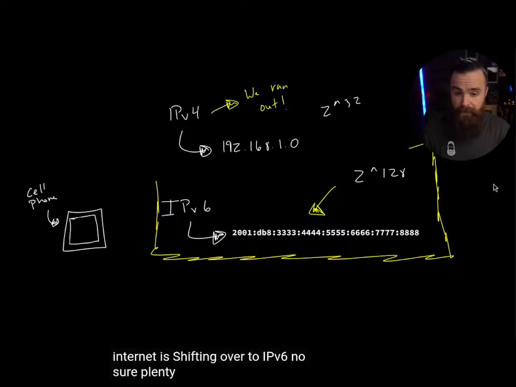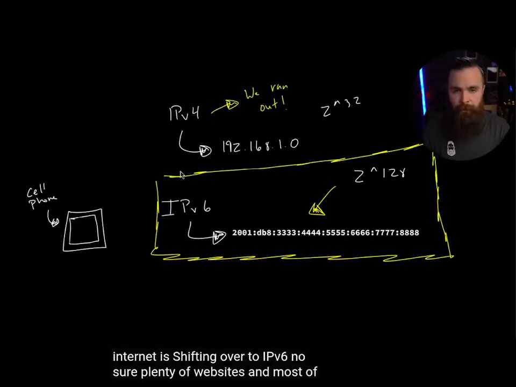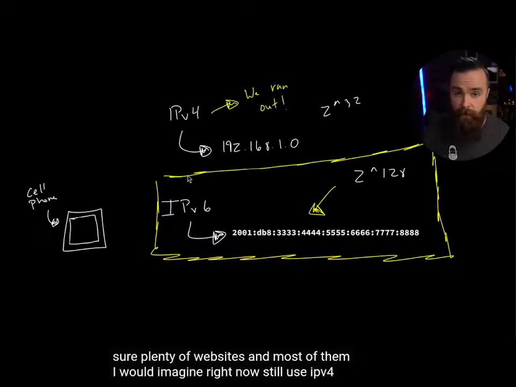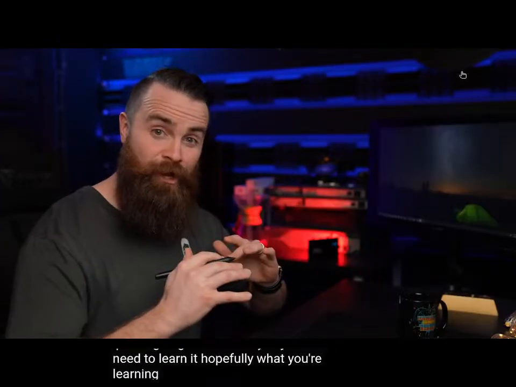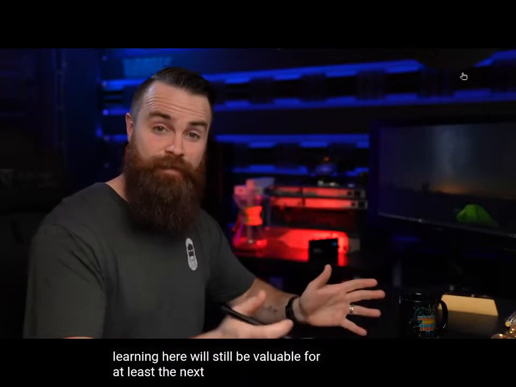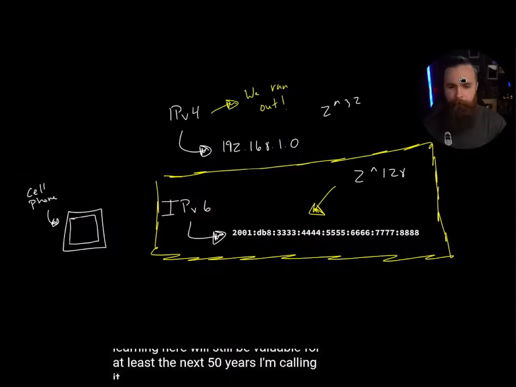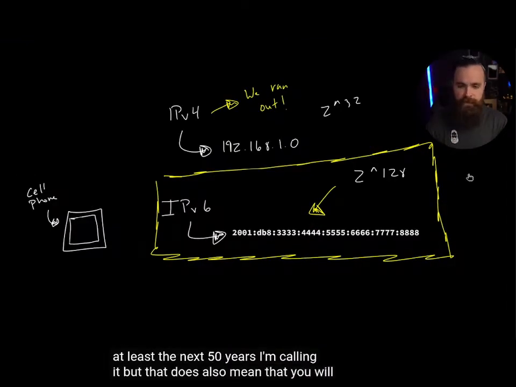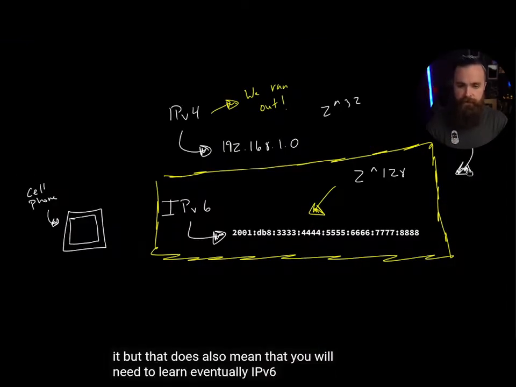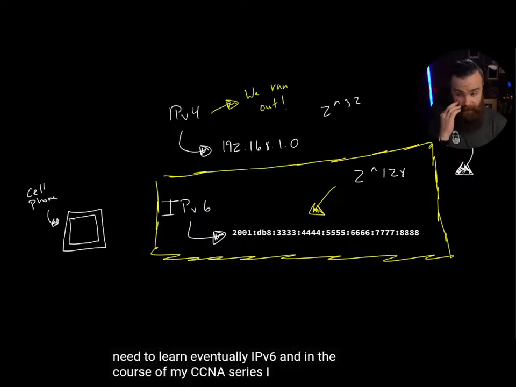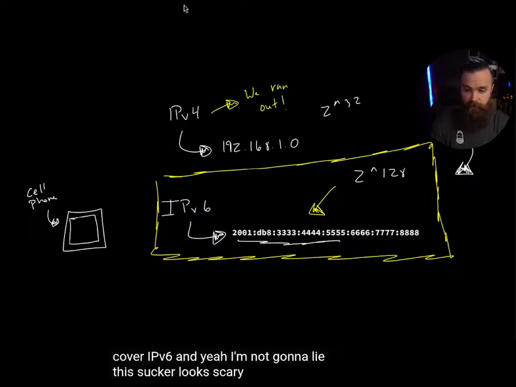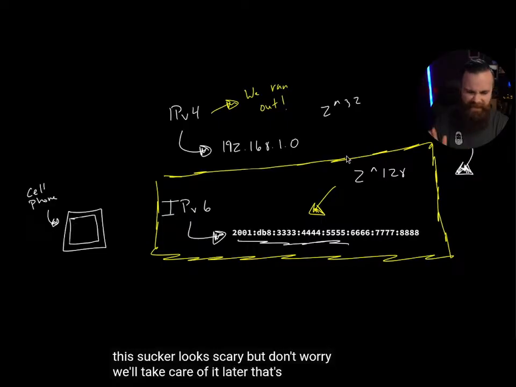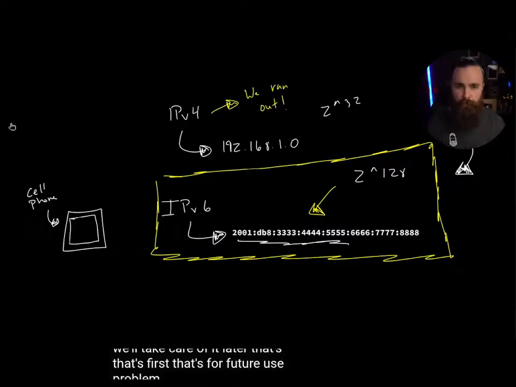Now, sure, plenty of websites, and most of them, I would imagine right now, still use IPv4. IPv4 is going nowhere, so yes, you still need to learn it. Hopefully what you're learning here will still be valuable for at least the next 50 years. I'm calling it. But that does also mean that you will need to learn eventually IPv6. And in the course of my CCNA series, I am going to cover IPv6. And yeah, I'm not going to lie, this sucker looks scary. But don't worry, we'll take care of it later. That's for future use problem, right?